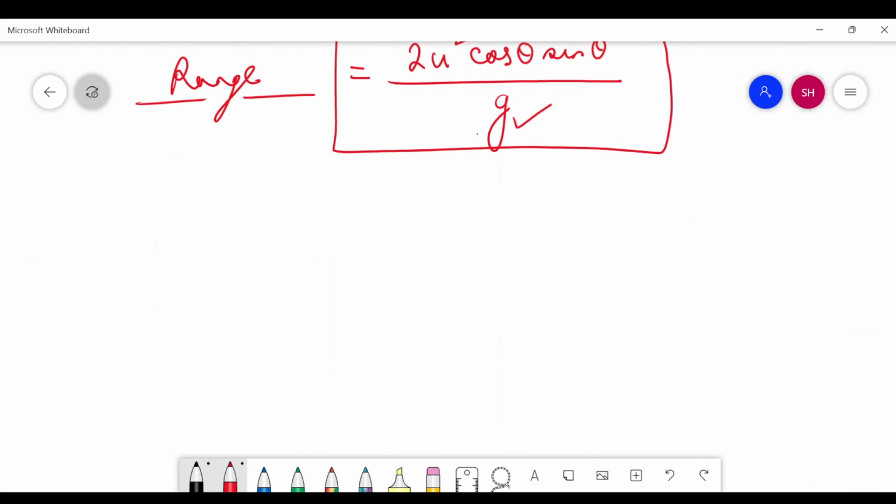Now let's talk about the maximum height that is reached.